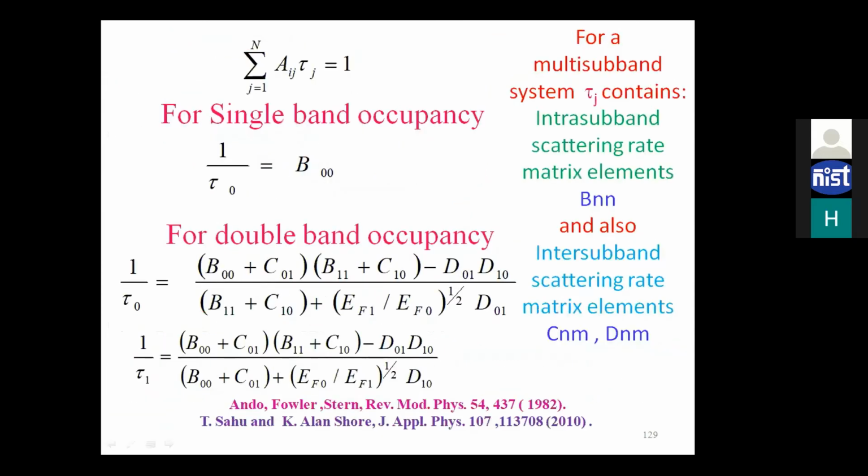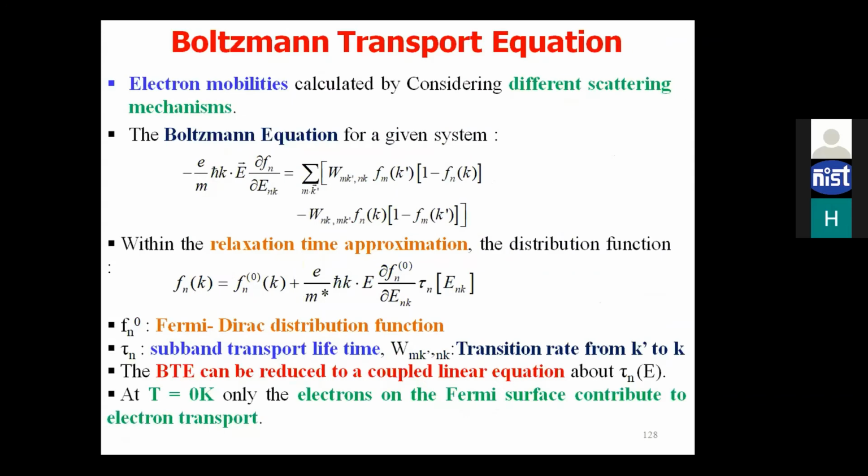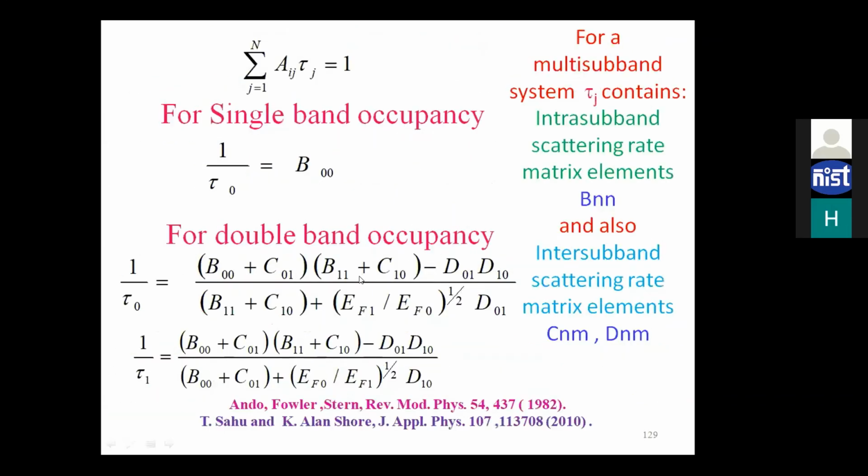So how can we solve that Boltzmann transport equation? Simply, with a little bit of calculation, this expression can be written as the summation over j of a_ij tau_j equal to 1. What is that tau j? That is the transport scattering rate, that is, the transport time.